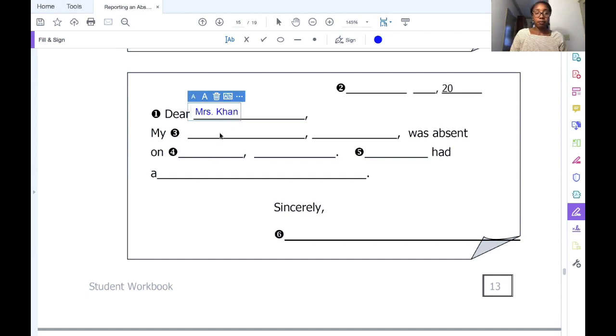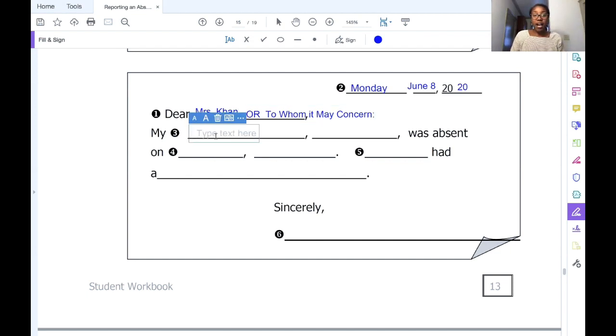Mrs. Khan. And we check the date and we see that it is Monday. And we'll say June 8, 2020. So we have Monday, June 8th, 2020. Dear Mrs. Khan, the name of our teacher, or to whom it may concern.